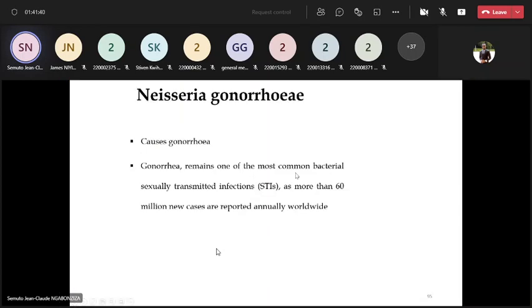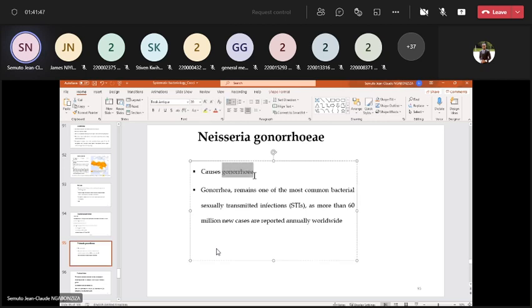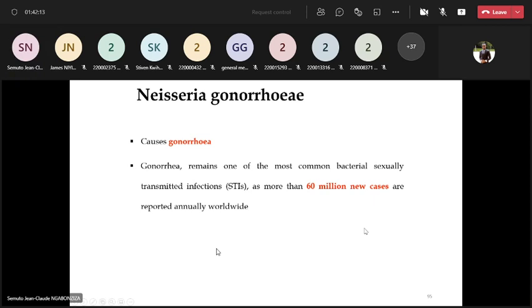If no question, let's also discuss Neisseria gonorrhoeae, the causative agent of gonorrhea, which remains the most common bacterial sexually transmitted infection, as more than 60 million new cases are reported globally. So you can imagine 60 million cases on an annual basis. This is too many. That makes gonorrhea the most common bacterial sexually transmitted infection globally, and it takes place all over the world, in developed as well as developing countries.